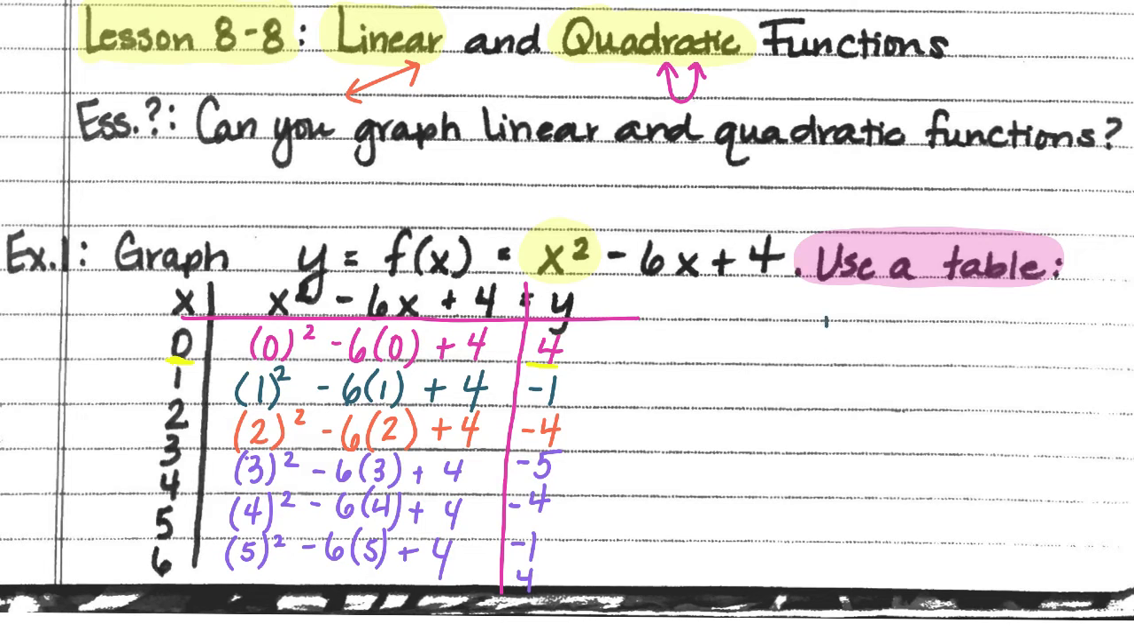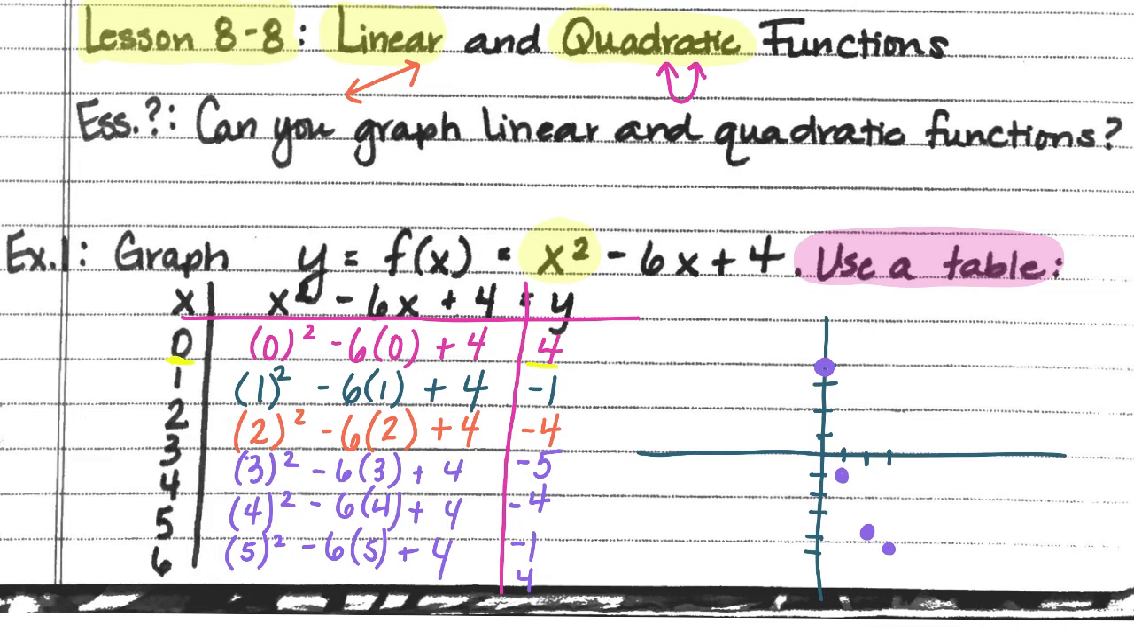So our goal is to graph it without a calculator. So (0, 4) is going to put me here. And then I have (1, -1), which is here. Well, that's weird. And then I have (2, -4), which is here. And then I have (3, -5).